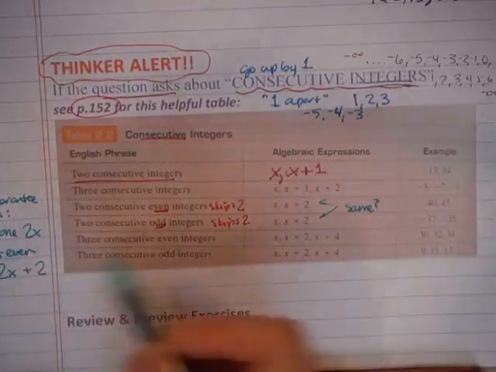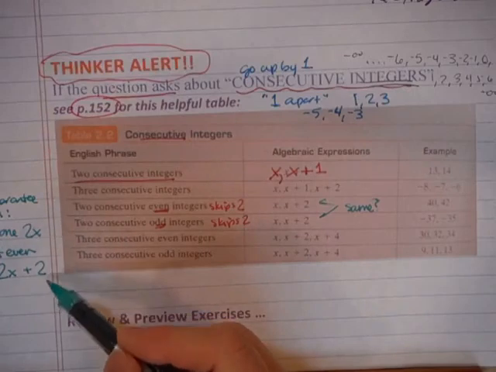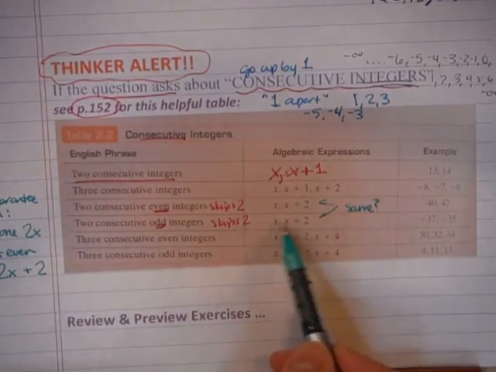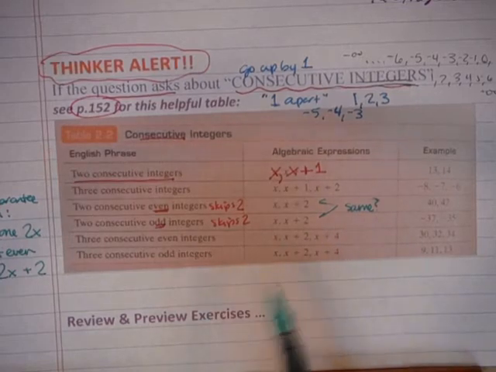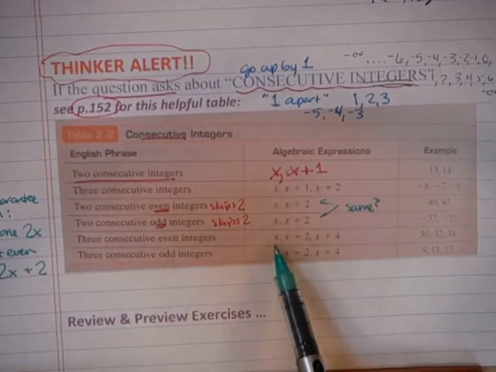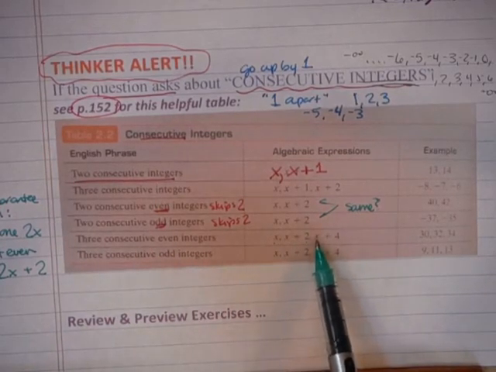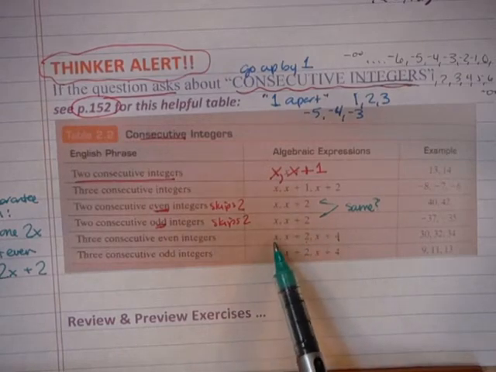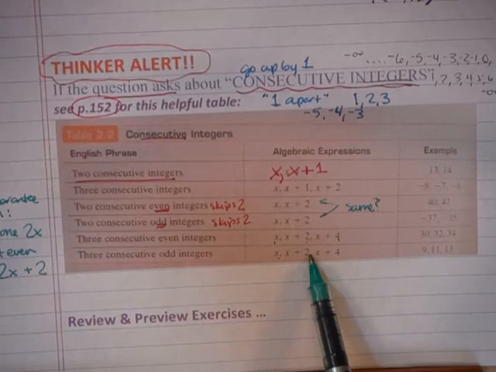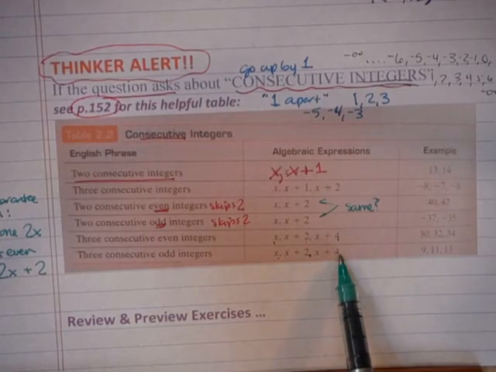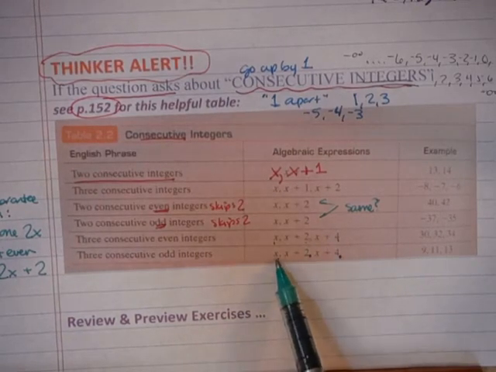So just a little thought. Don't worry about it too much. If that doesn't make sense to you, don't worry. Just use what the book gives you. It will get you through what you need to get through right now at this stage in the game. 3 consecutive even integers. You'd start with 1, you'd skip 2, then you'd skip 2 again, which means you're really skipping 4 from the original. 3 consecutive odds. You start with 1, you skip 2 to get to the next odd. Then to get to the next odd, you'd skip 2 again, which is really 4 away from the original.